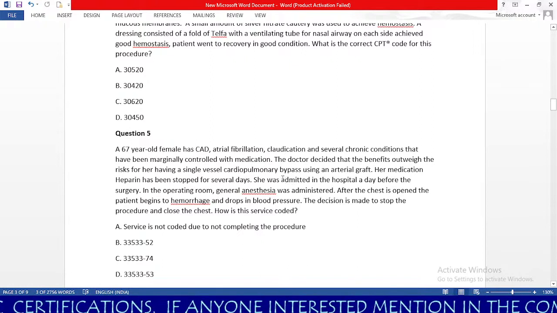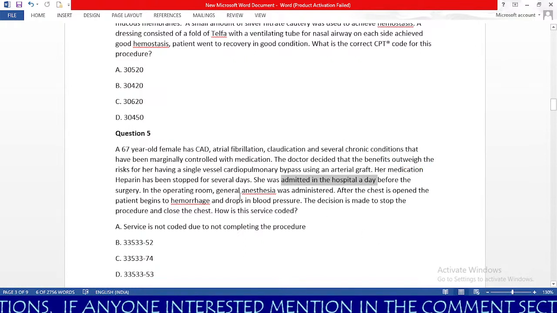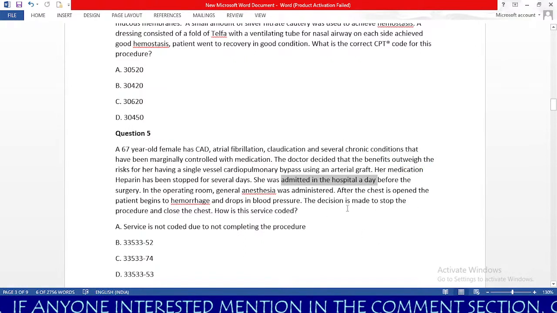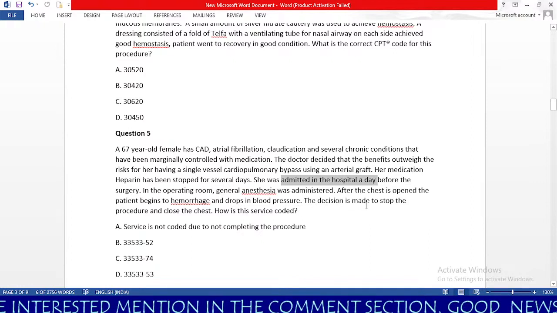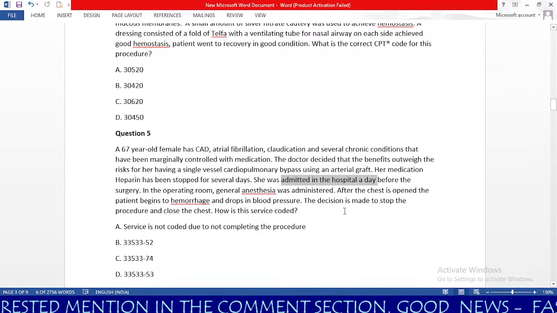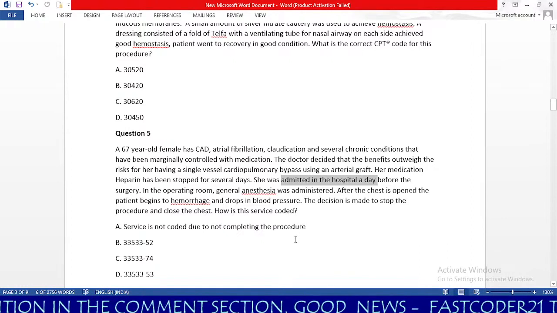Here our keyword is hospital. Try to remember. In the operating room, general anesthesia was administered. After the chest is opened, the patient begins to hemorrhage and drops in blood pressure. The decision was made to stop the procedure and close the chest. How are the services coded?